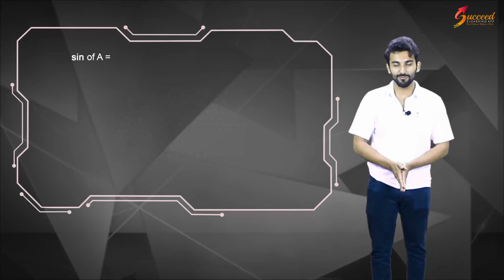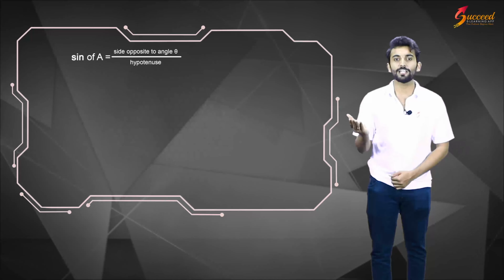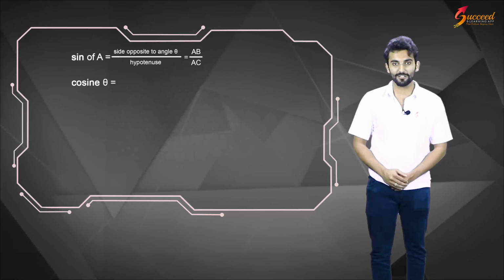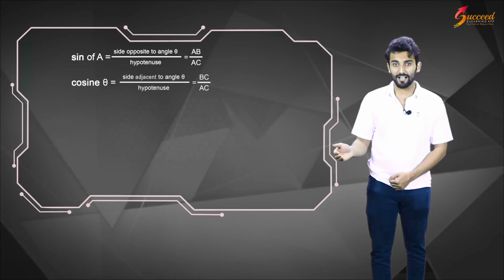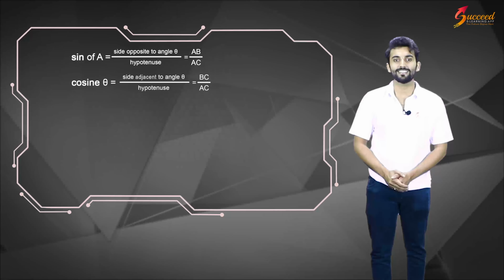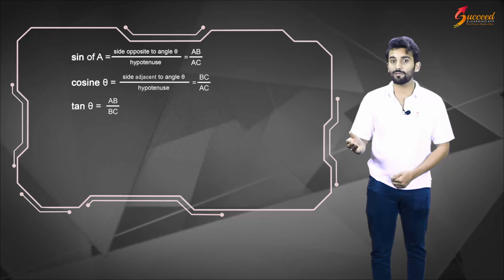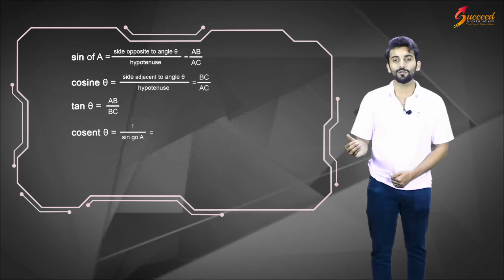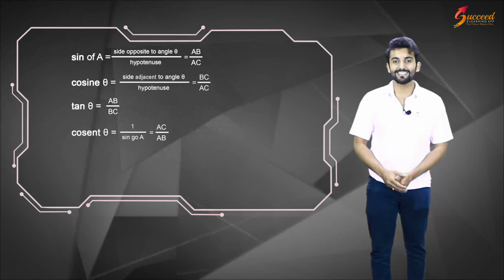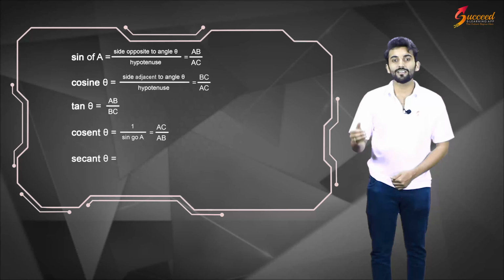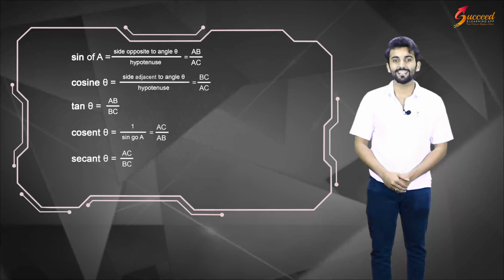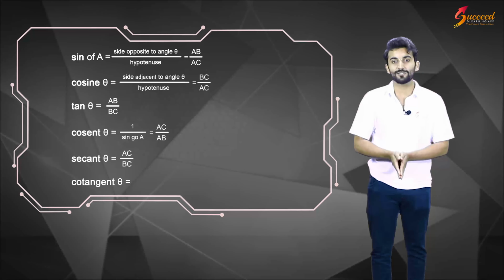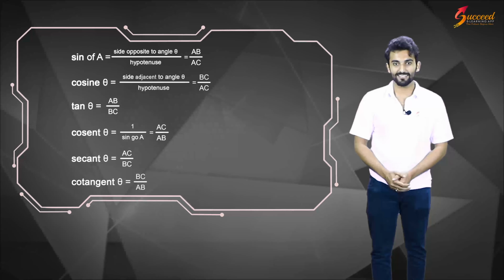Sine of theta is equal to the side opposite to the angle theta divided by the hypotenuse, AB by AC. Cosine theta is equal to the side adjacent to the angle theta divided by the hypotenuse. Tan theta is equal to AB by BC. Cosecant theta is equal to 1 by sine theta, which is equal to AC by AB. Secant theta is equal to AC by BC, and cot theta is equal to 1 by tan theta, which is equal to BC by AB.